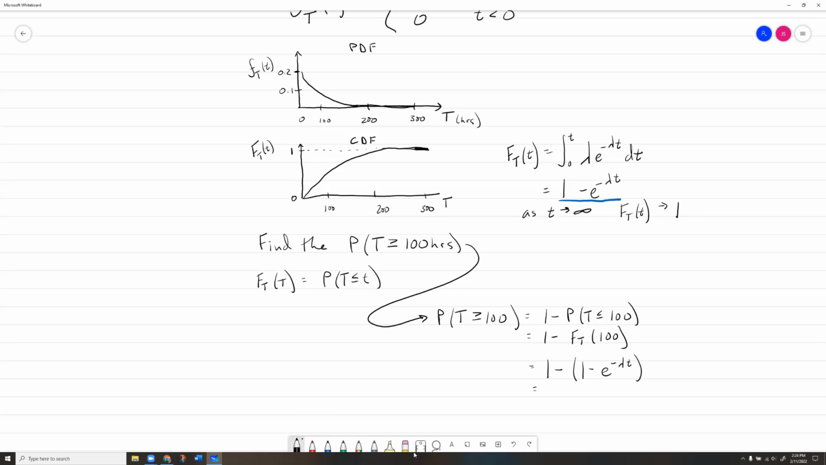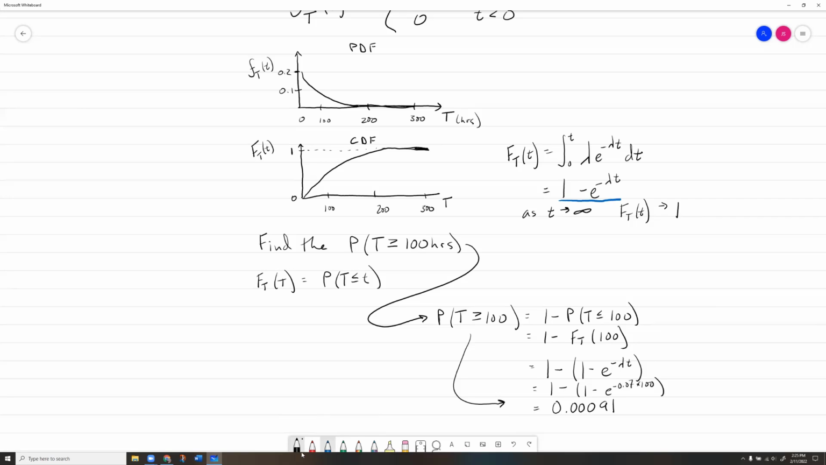And then we'll plug our numbers in. 1 minus e to the negative 0.07 times 100. And then this ends up being 0.00091. So that's our probability right there.